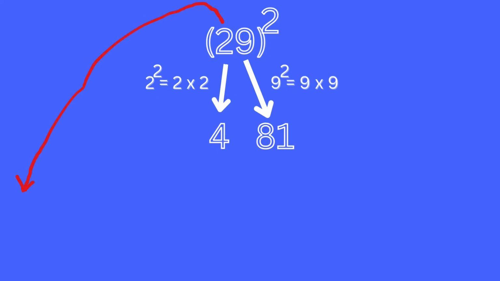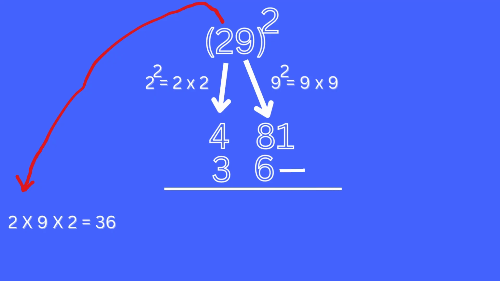Step 3. Multiply both digits together and double it. 2 into 9 into 2 is equal to 36. Write 36 below 481 by leaving the ones place. Finally, add everything together.